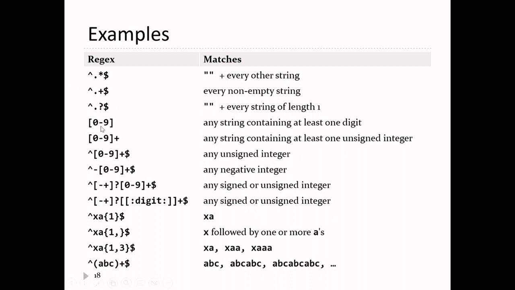So 0 through 9 inside square brackets matches any string containing at least one digit. So A15 works, A12345 works, 1 works, 2 works. So that's the start of our regular expression to match an integer value.